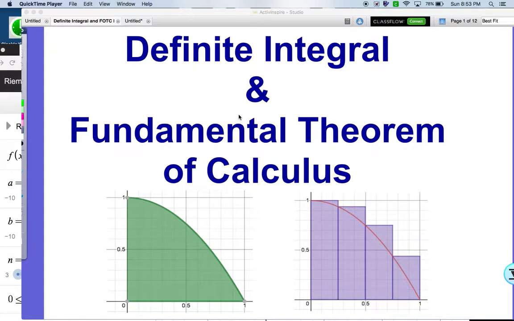This lesson is about the definite integral and the fundamental theorem of calculus. A lot of the beginning part of this lesson is just setting it up and showing you why things work. Later on in the lesson, when you get the examples, we'll show you how it works and what you'd actually use in a problem.